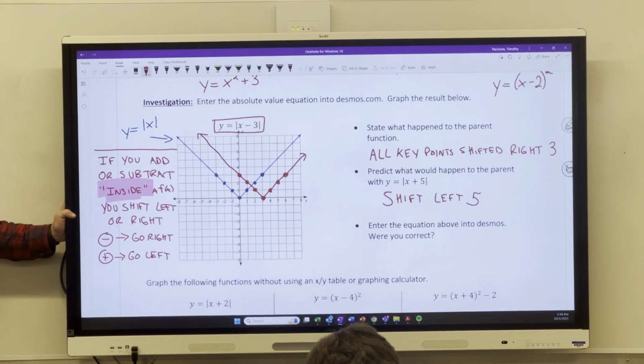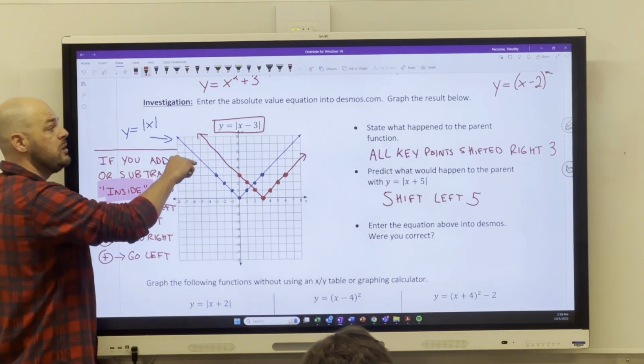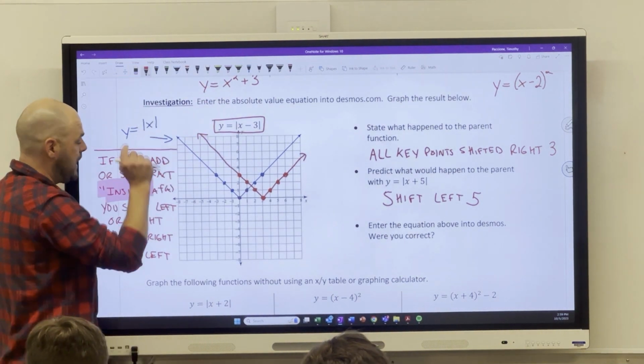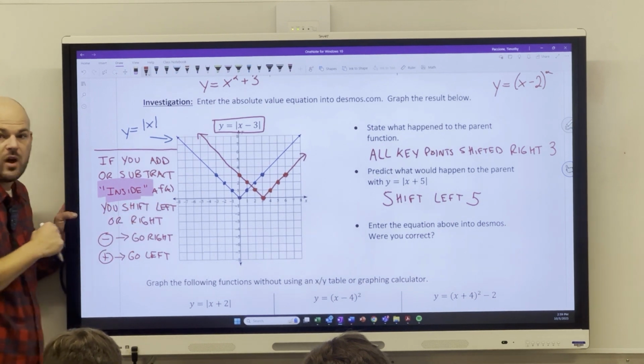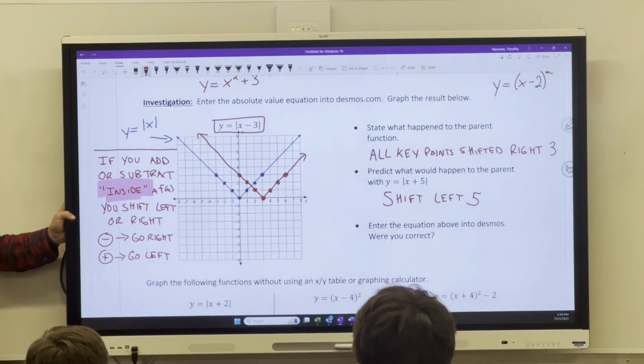There's 2 ways. You can remember that, hey, I'm changing the input, or you just memorize that. On the outside, you move up and down with the sign. On the inside, you move left and right, the opposite of the sign. Okay?